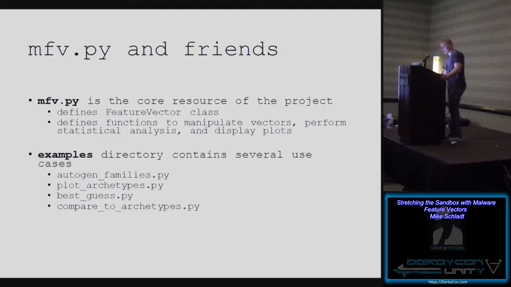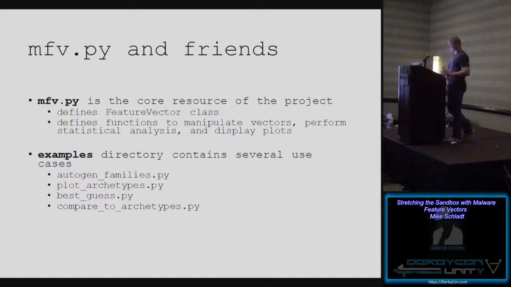All right, so for the rest of this presentation, I'm going to go over what we've presented and some of the results, and walk through the project a little bit. The main part of the project is mfv.py. It's the core resource of the project. It defines what the vector class is. It lets you interact with the database, so you don't have to do any raw SQL queries or anything like that, unless you want to, of course. And it defines your basic functions that manipulate the vectors, perform some statistical analysis, and display plots.